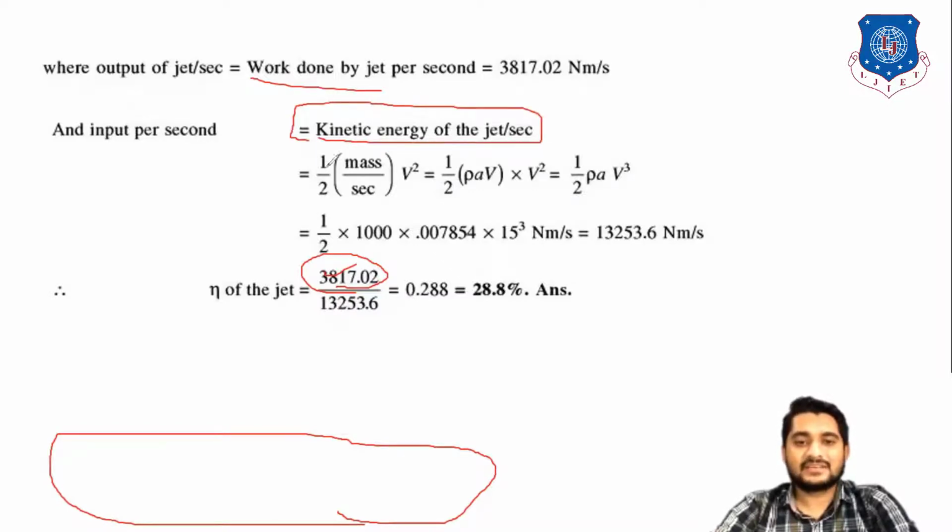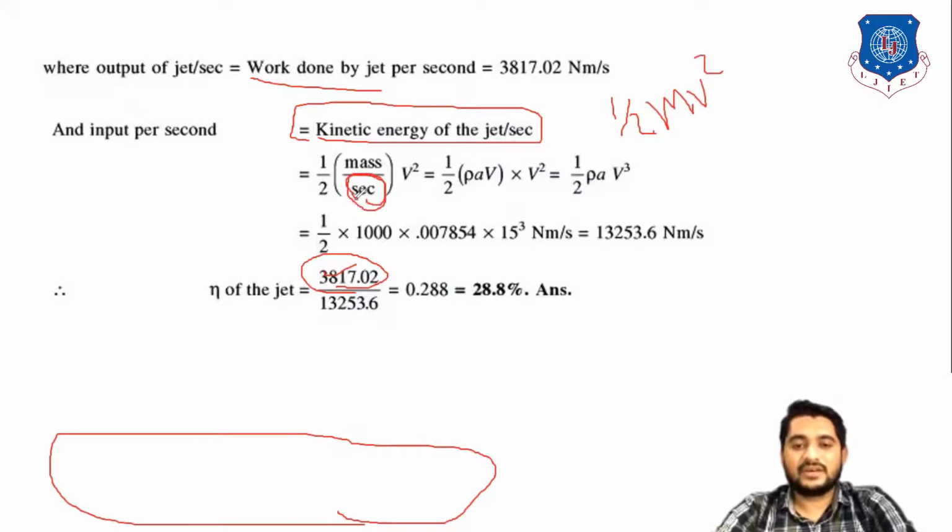So kinetic energy means 1/2 mass flow rate into velocity, 1/2 mv square. Here we have to divide kinetic energy by second, because for work done also we have to find work done per second. So balancing per second, we have to divide kinetic energy also by second. So 1/2 mv square divided by second. So for mass, we can write mass by second.